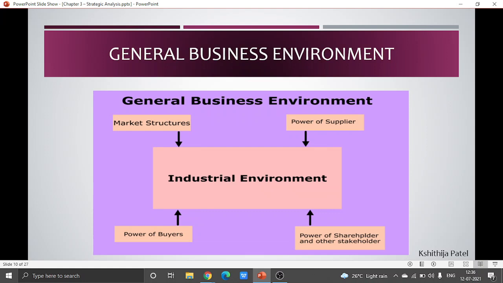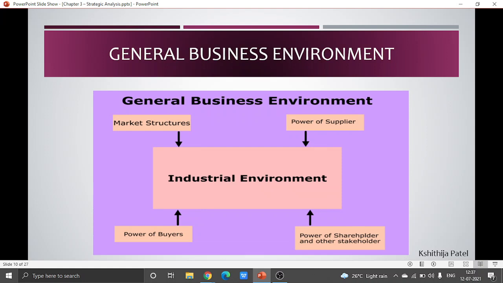Then we have power of shareholders and stakeholders. Now, shareholders and stakeholders, such as employees, union, lenders, government, and local community, also exercise considerable influence on industry. So, if local communities are sufficiently aware, then they would force the firm to adopt sustainable and socially responsible practices into its operation. A strong trade union can force the firm to raise wages of employees, and strong lenders can impose many restrictions on the firm.